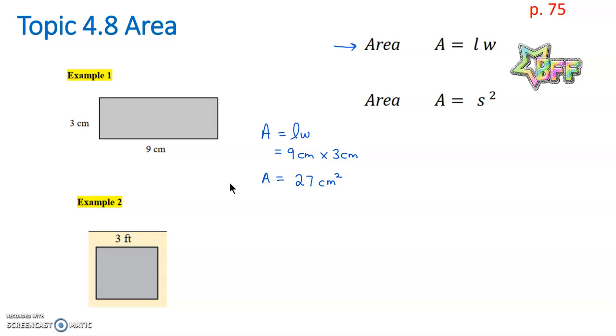For example 2, we have a square, so the formula for a square is the area is the side length squared. So the area is 3 feet squared. And we know squaring means 3 feet times 3 feet. So the area here is going to be 9 feet squared, or what we commonly say, 9 square feet.